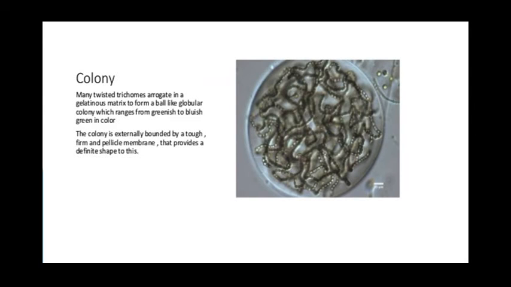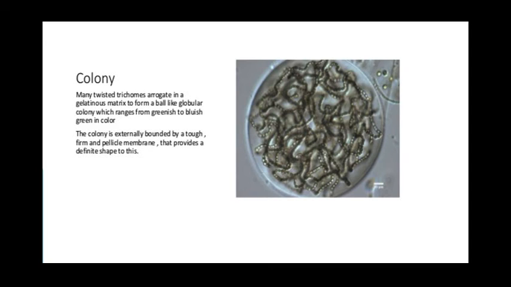So colonies may have twisted trichomes aggregated in a gelatinous matrix to form a ball-like globular colony, which ranges from greenish to bluish in color. The colony is externally bounded by a tough, firm pellicle membrane that provides a definite shape to it. The balls are olive green or bluish green in color, as I've told you. The size and shape of balls change with age. They can be pinhead size or the size of a hen's egg.